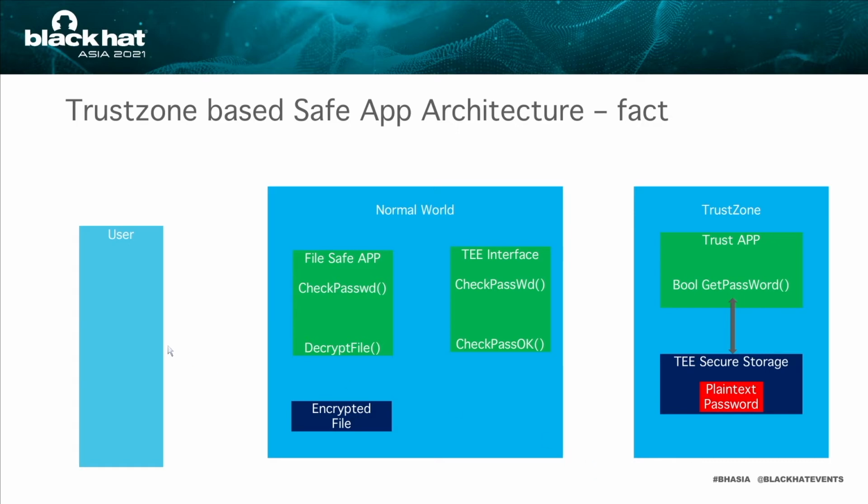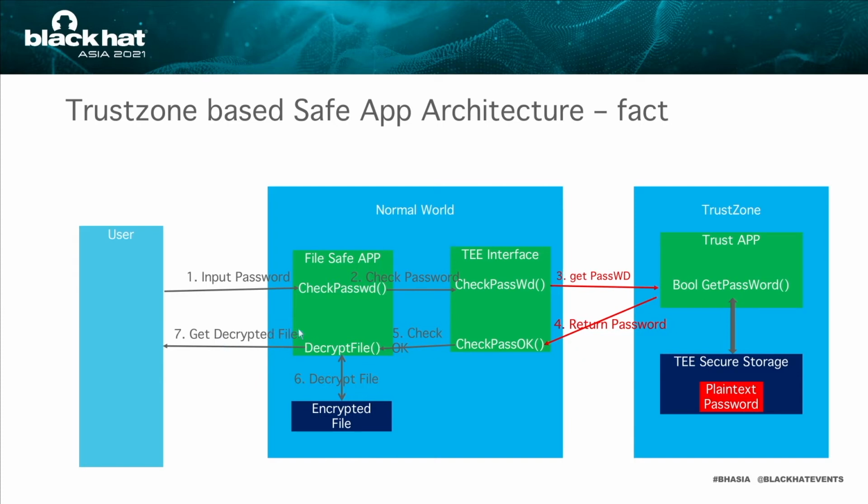However, the fact is this. In step 3, the TE interface gets the password from the trust zone. Step 4. The trust zone app will return the plaintext password to the normal world, and then compare it to the password which the user input. If checked OK, the user gets the decrypted file. So the plaintext password leaves the trusted world. It will not be safe anymore.